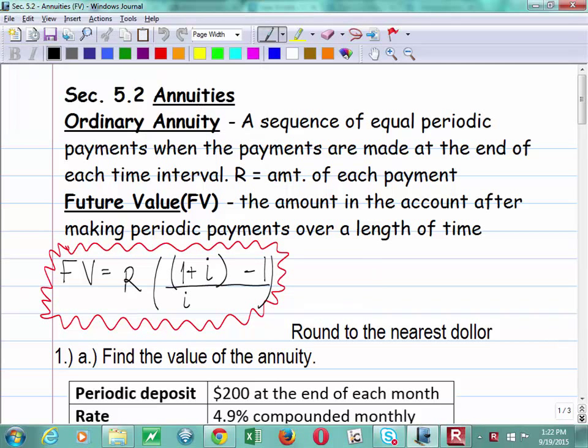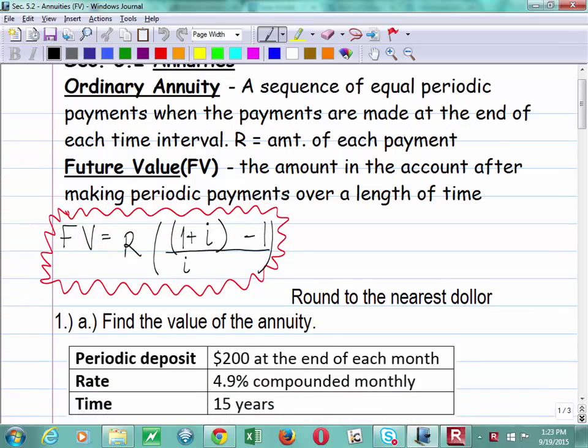Alright, section 5.2 is about annuities. So an ordinary annuity is a sequence of equal periodic payments where the payments are made at the end of each time interval. And there you're going to use the variable R to represent the amount of each individual payment. And we're going to be trying to calculate the future value of that annuity, which means the amount that will be in the account after making periodic payments over a certain length of time.